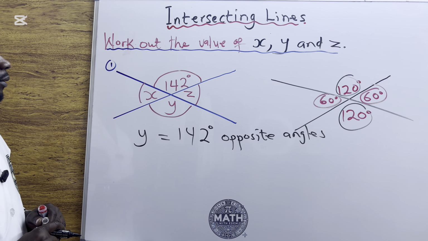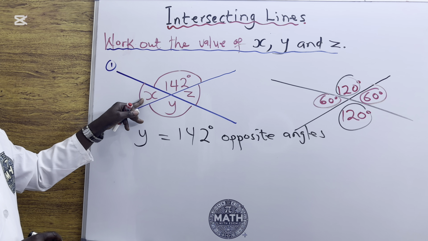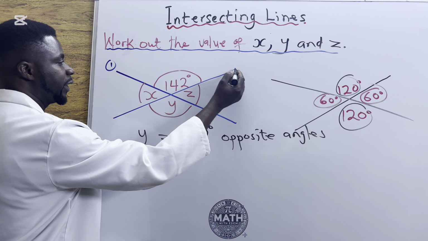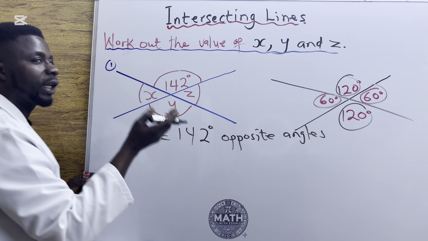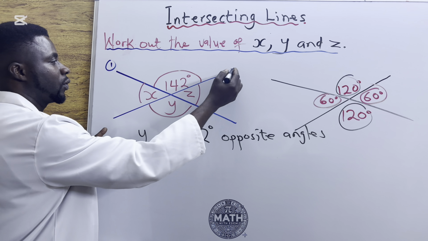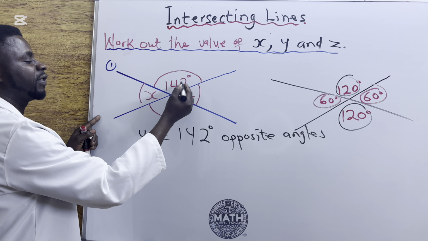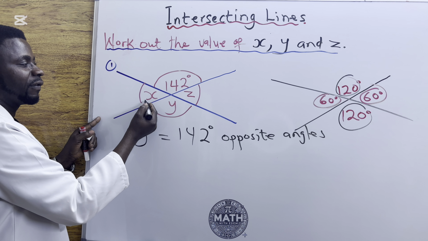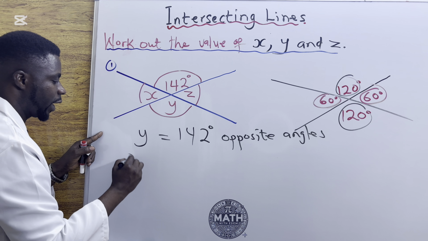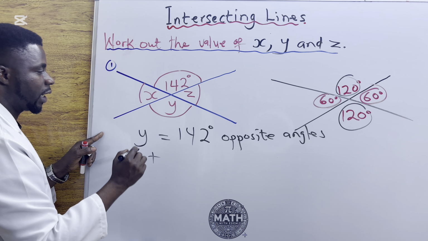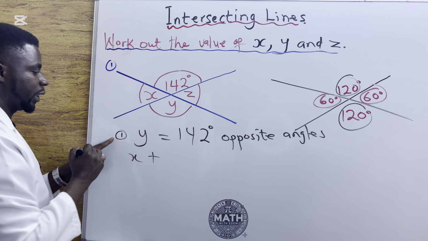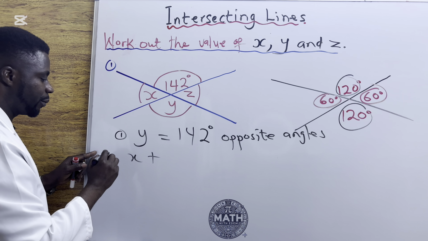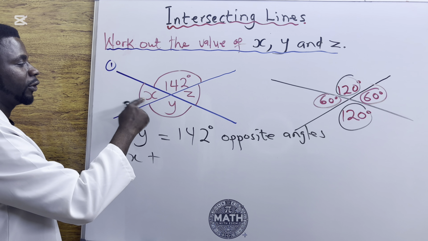Now let's look at the angle x. Now you realize that this is a straight line. Previously we learned about angles in a straight line. So if this is a straight line, part of the straight line is giving us 142. So it's easy to find the value of x. Let's say this is number 1, the value of y. So we are going to do number 2. That is the value of x.